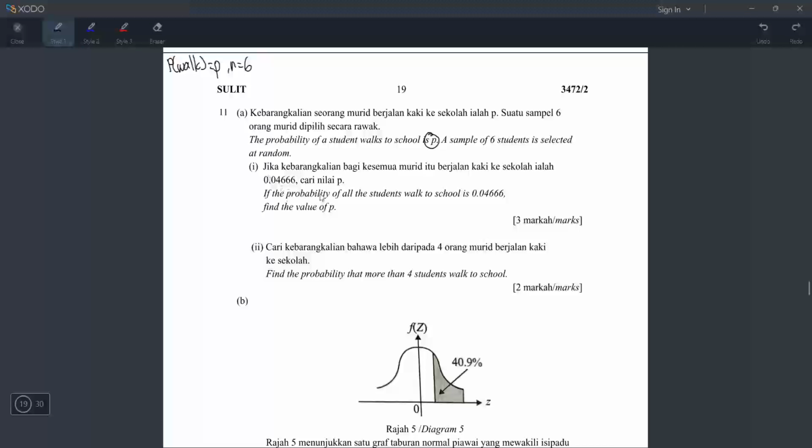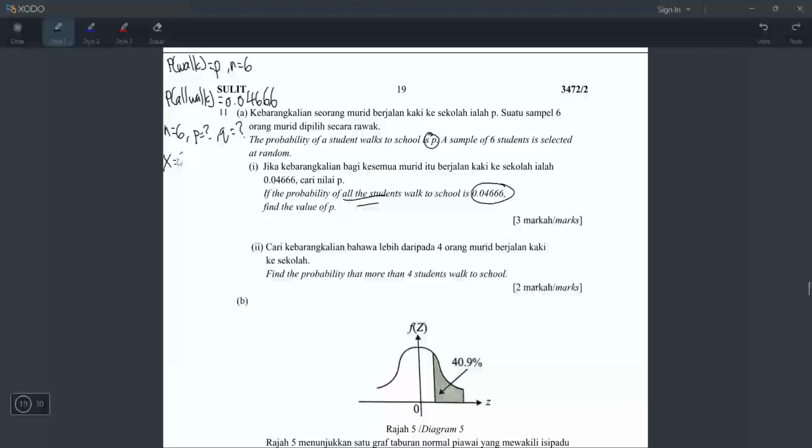Number 1: if the probability of all students walking is 0.04666, find the value of P. If the probability of all walk means probability of all 6 walking. So the n we already know is 6. The P we don't know, the Q we don't know, because they never give. But we know the probability of success will be walking.